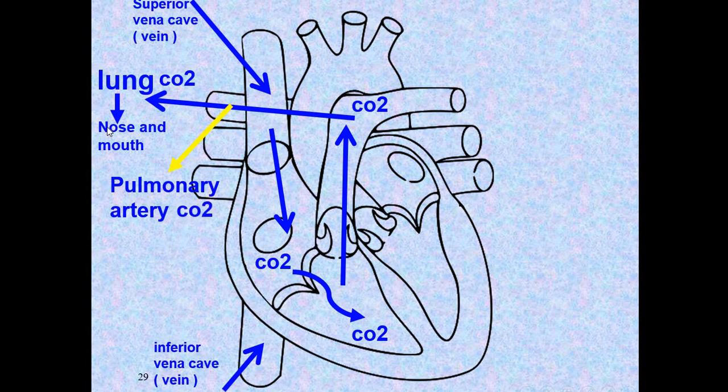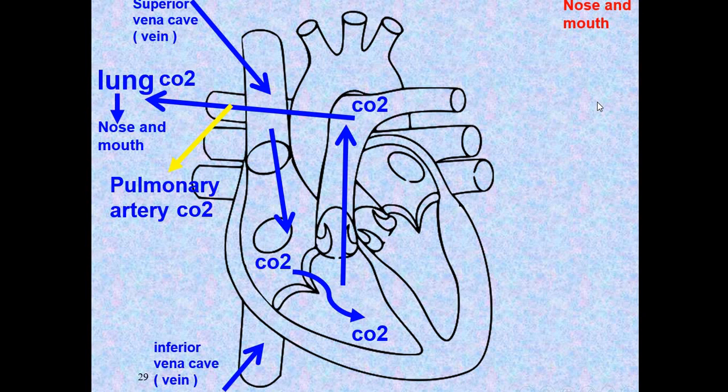Any problem here? I hope you understand it. Okay, so all that happened with the carbon dioxide blood happened where? In the right side of the heart. All of this happened in the right side of the heart. What about the left one? What about the left side of the heart? Let us see.